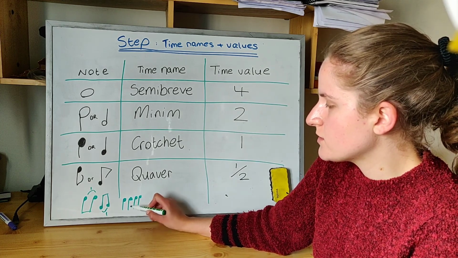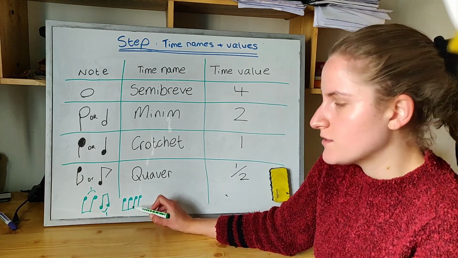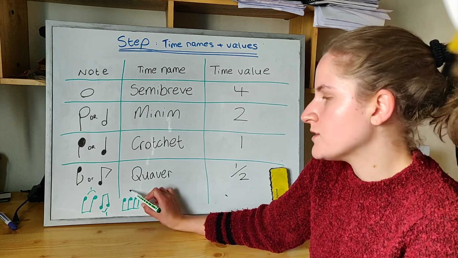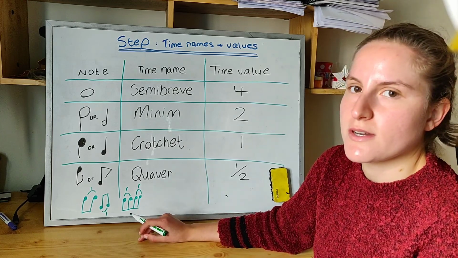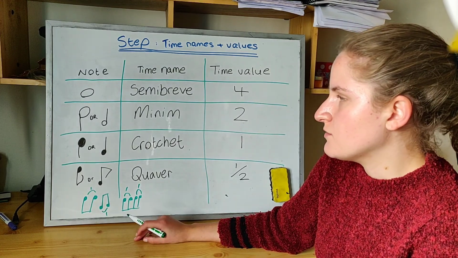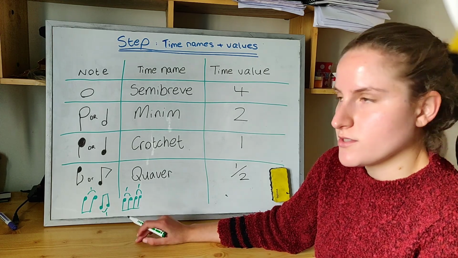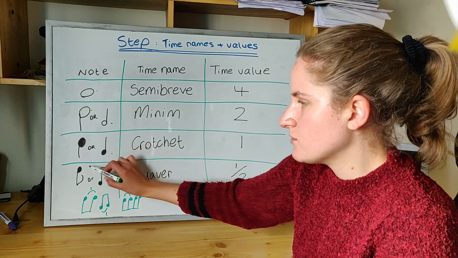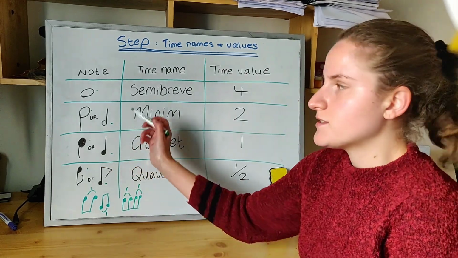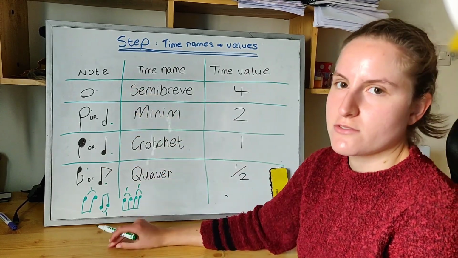They can be joined in groups of 4, like that. We count them in 2s always. 2 quavers make 1, 2 quavers make 1. Now we can also add a dot after the notes. When we add a dot after the note, it adds half of the value to it.